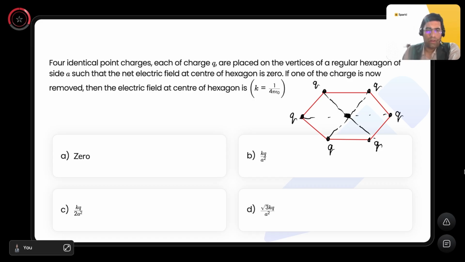Now let's say this charge is removed, this one. If this charge is removed, then the electric field at the center will be in this direction only, and will be equal to the electric field that was being produced by this charge. We can see it this way: the charge opposite to it had balanced the electric field of the remaining charges. So if we remove it, the resultant of the others will also be equal to this. So how much will it be? kQ upon a square. So this will be the answer.